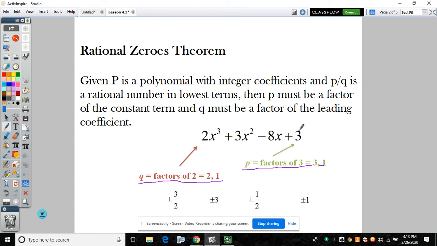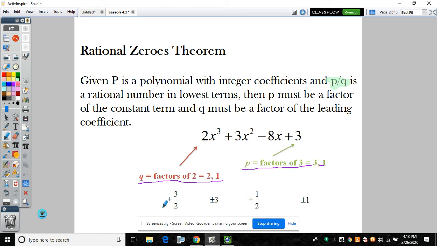Looking here, p comes from 3, so our factors of 3 are 3 and 1. And q comes from 2, and our factors of q are 2 and 1. Then we're going to do p divided by q, which we note right up here. That means we take each of these values and divide it by each of these to get our possible rational roots. So we'd have 3 over 2, 3 over 1, 1 over 2, and 1 over 1.